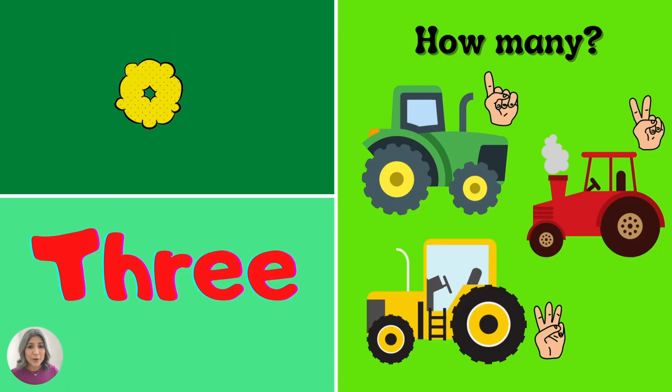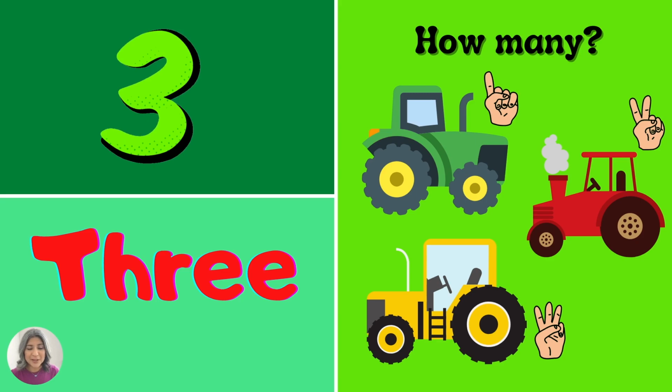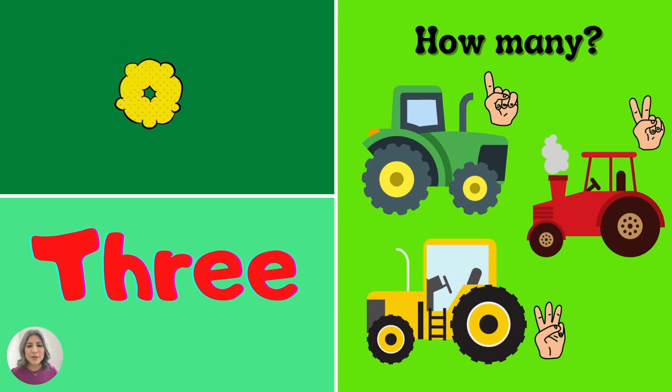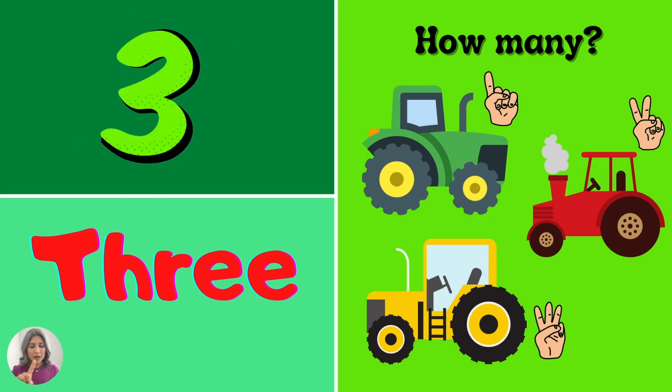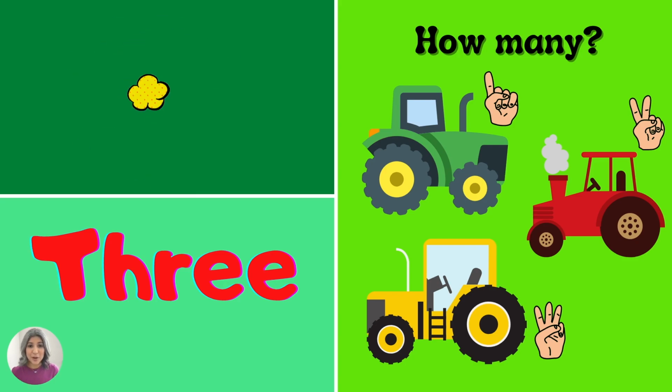3. 3 comes after 2. 3 is spelled T-H-R-E-E. Now let's count our tractors. How many tractors do you see? 1, 2, 3. I counted 3 tractors. Did you count 3 as well?